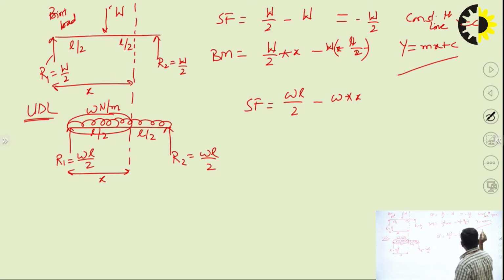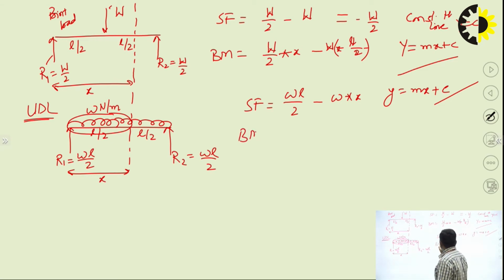This is the equation. Equation का format क्या है? Y equal to mx plus c, inclined line equation for the shear force when the load is UDL. Bending moment equation. Bending moment equation क्या होगी? WL by 2 into X. WL by 2 is the reaction, the distance from it, WL by 2 into X, and the UDL. How much UDL? W into X.